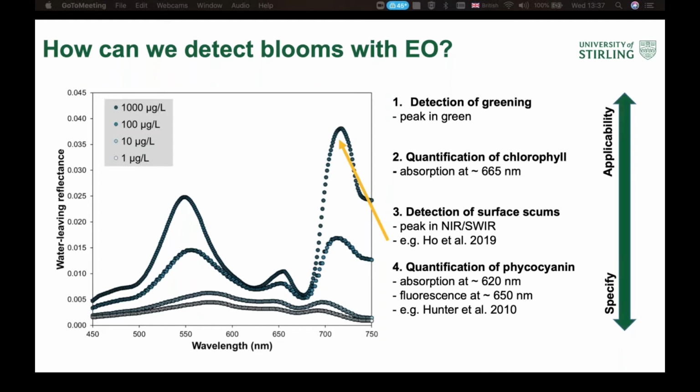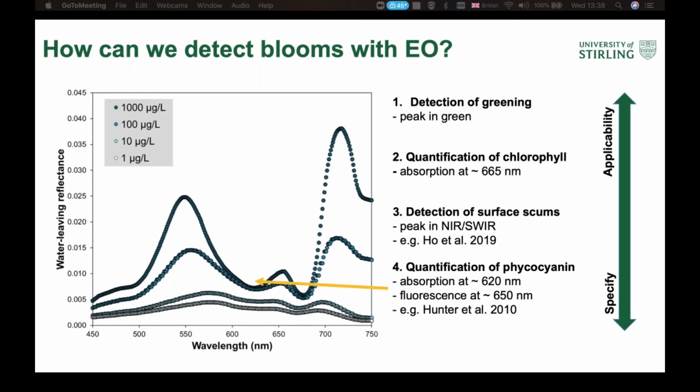And we can go a step further and use the absorption and fluorescence signatures at 620 and 650 nanometers respectively to quantify phycocyanin, that is an accessory pigment in cyanobacteria.